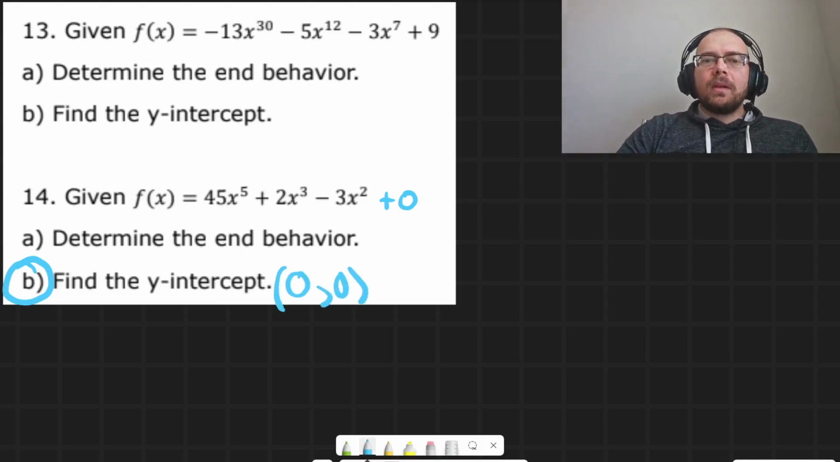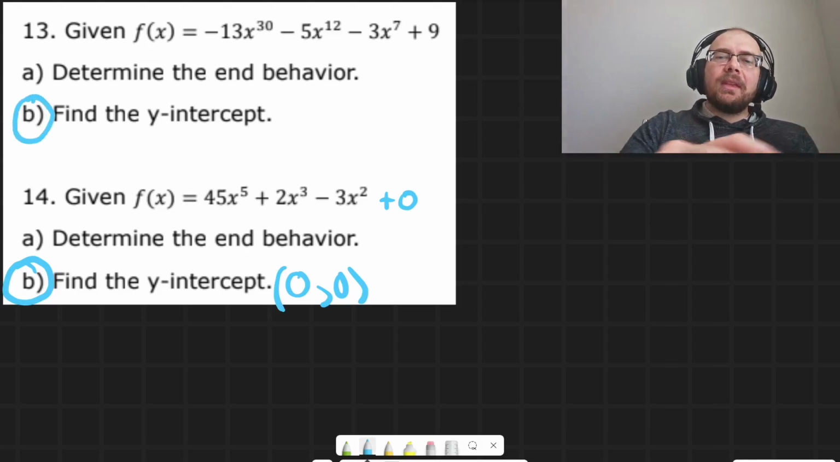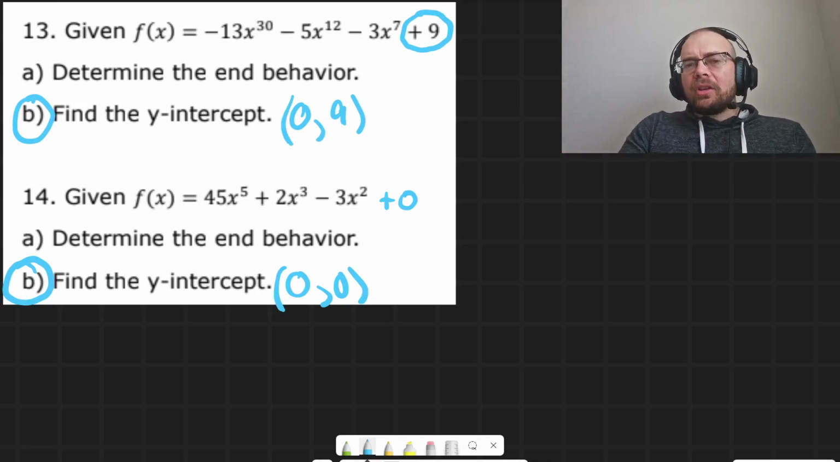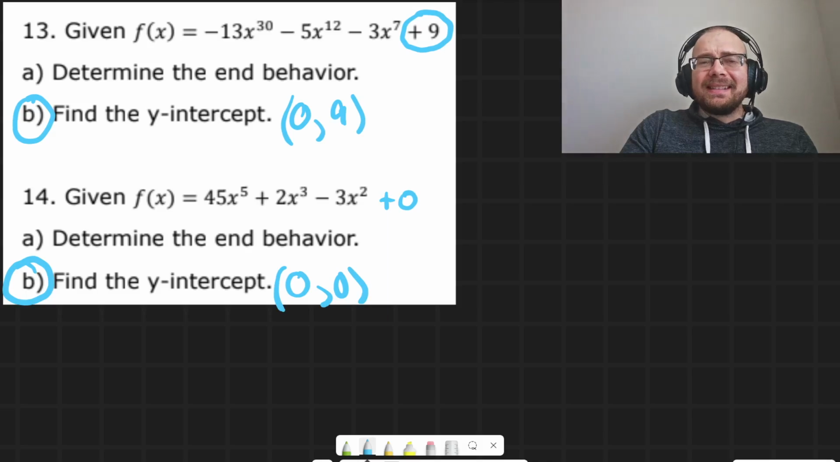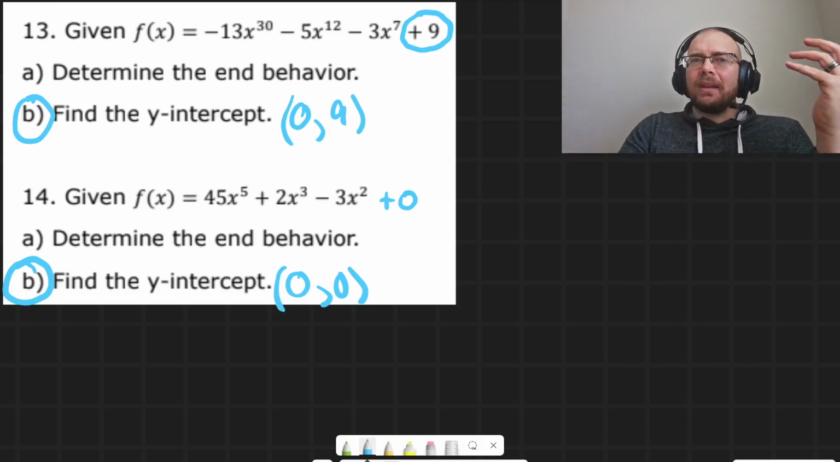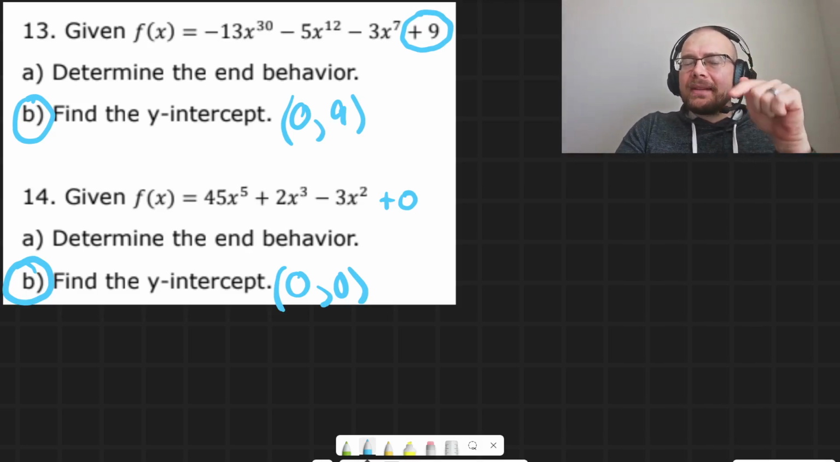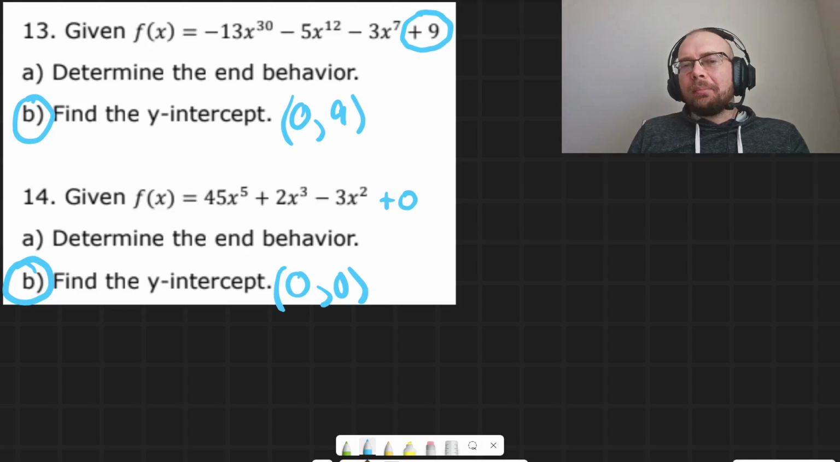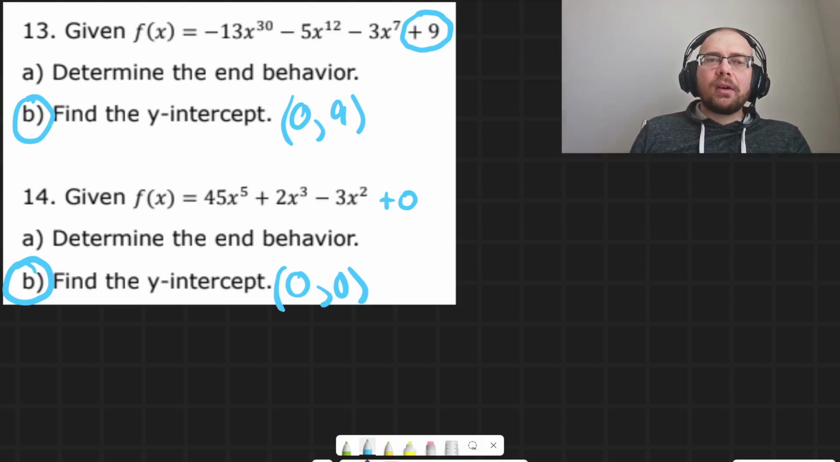All right. For the other one, same thing. We're looking for the constant term, which this time it does have a constant term. It's 9. So the y-intercept would be 0, 9. Right? Now, you can always do it the old-fashioned way by plugging in 0 for x, but as you can see, it's just going to end up being the same thing, because 0 to any power is 0, and 0 times anything is 0, 0 plus anything is 0 plus any amount of other zeros, it just turns into zeros, and then it's plus 9 for number 13 and plus nothing for 14. You just get 0 for 14.